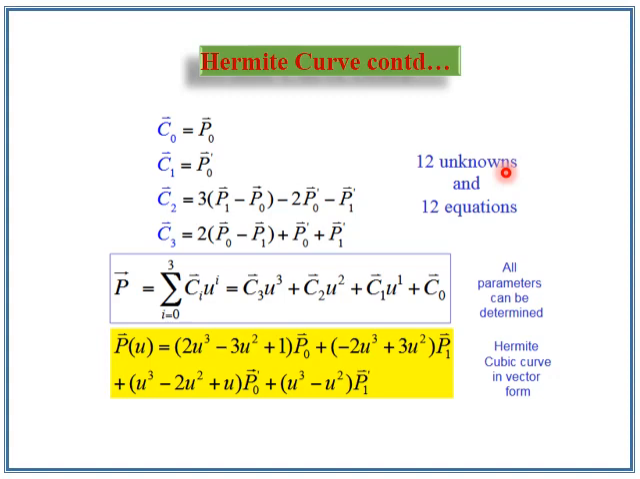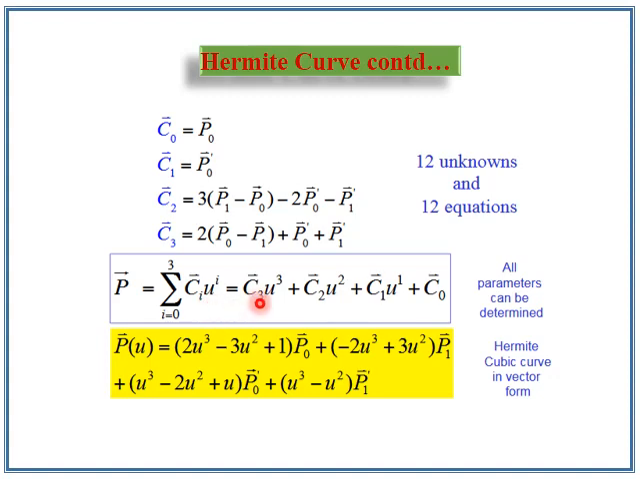In the previous slide, we can see that there will be 3 axes, x, y and z, and in case of each axis there will be 4 coefficients, c3, c2, c1 and c0. Therefore 4 coefficients in 3 axes, 12 coefficients, which is nothing but 12 unknowns, and so we will get 12 equations. So this is the equation of the cubic polynomial of the Hermite curve.